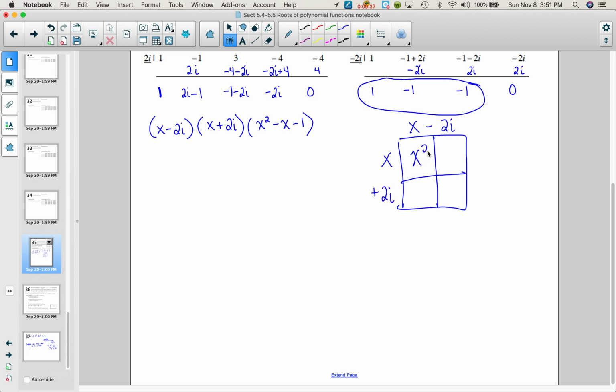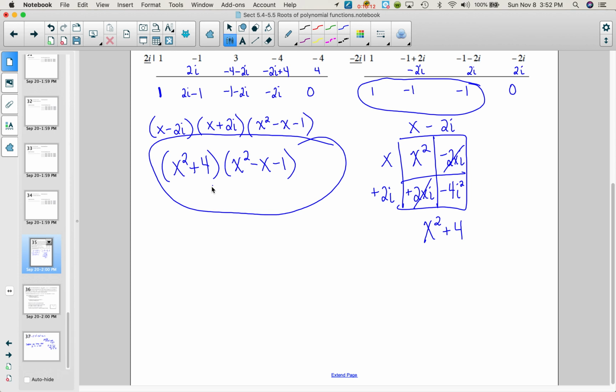So we get x squared minus 2xi plus 2xi. And then here I have a negative times a positive, so it's going to be negative. And we're going to get 4i squared. Well, these cancel out because they're opposites. Remember, i squared is negative 1, so I get x squared. That changes this to a positive 4. So we end up with x squared plus 4 and x squared minus x minus 1. This is my factorization.